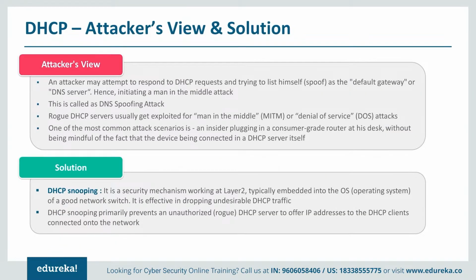So from a DHCP point of view, let's look at what an attacker does. An attacker can also spoof into the network. Once he gets access to the default gateway, he can obviously spoof any traffic coming in and going forward. He can carry out a man in the middle attack or a denial of service attack.